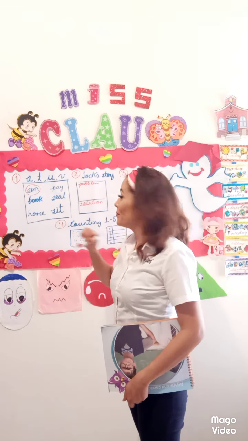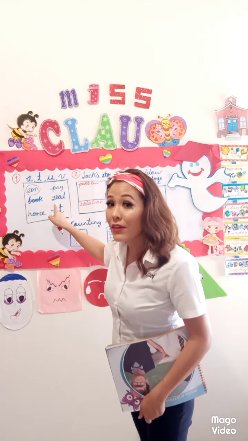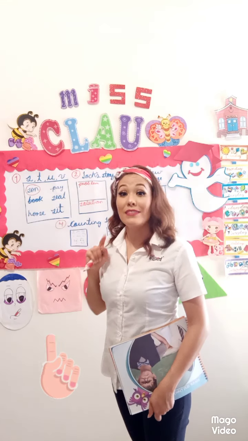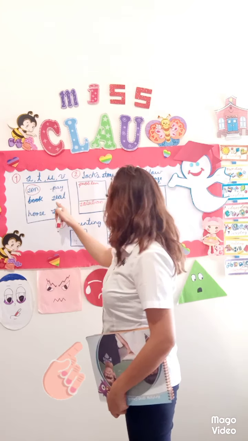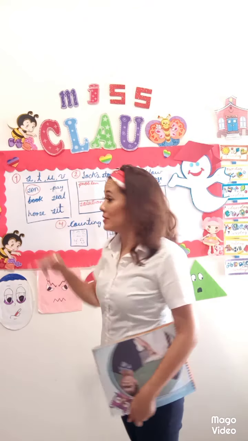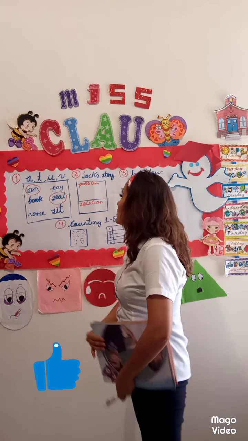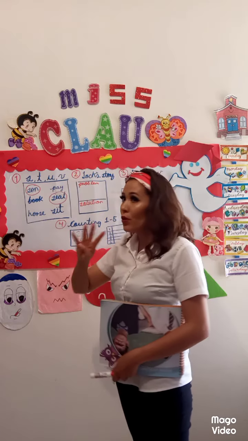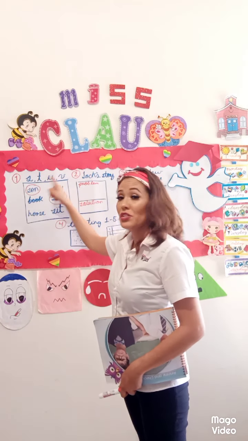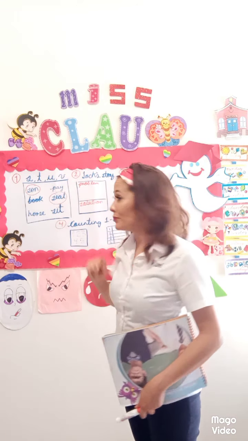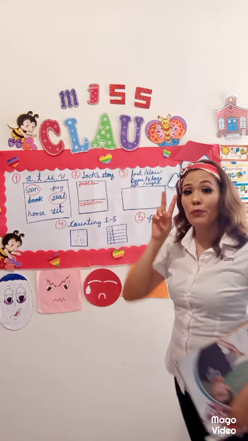Pay, book, seal. Yes, that is my letter sound S, circle. And so I'm going to send you 4 worksheets, one with each letter sound, okay?